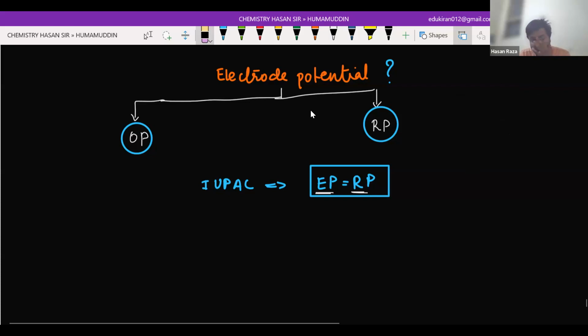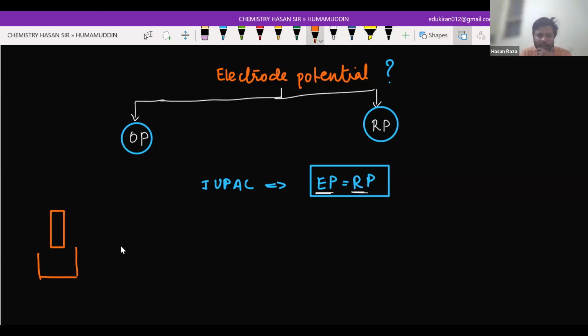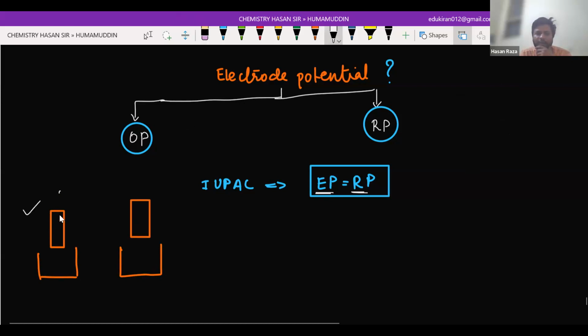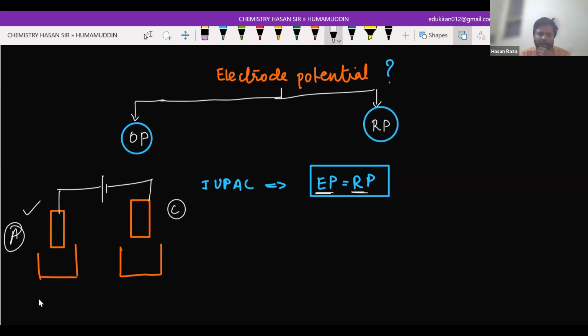Now what I'm going to ask you is a very simple question. Let me know, on the left hand side, is it anode or cathode? This is your anode and this is your cathode, and you know that on the left hand side oxidation takes place and on the right hand side reduction takes place, right?